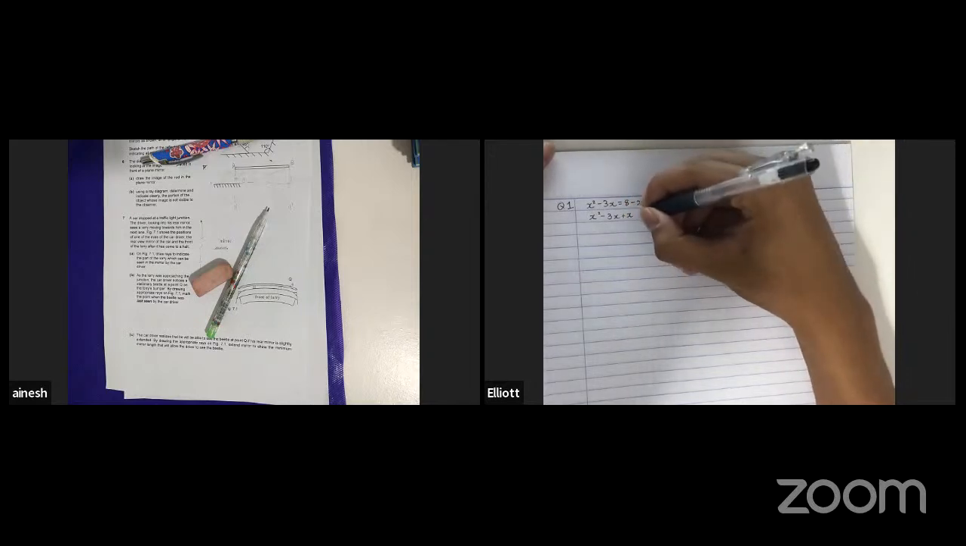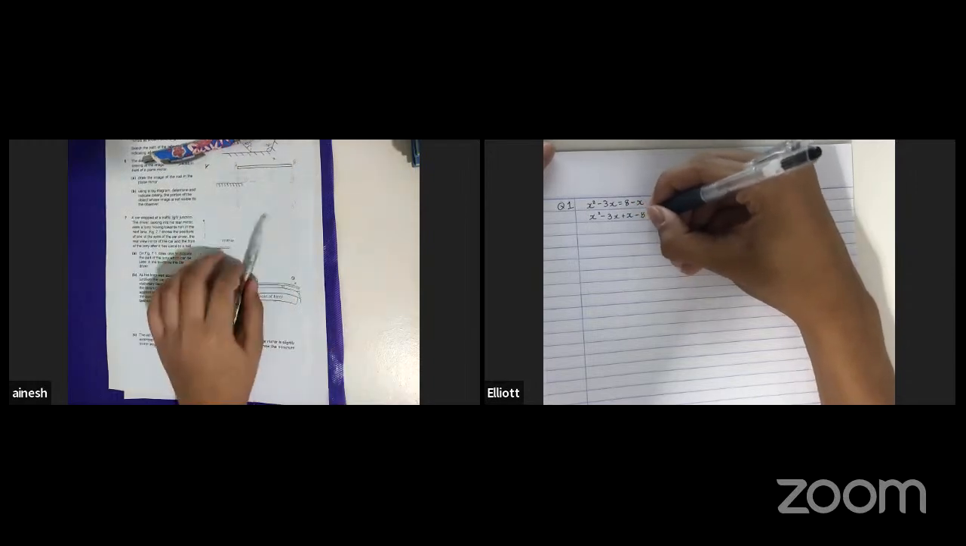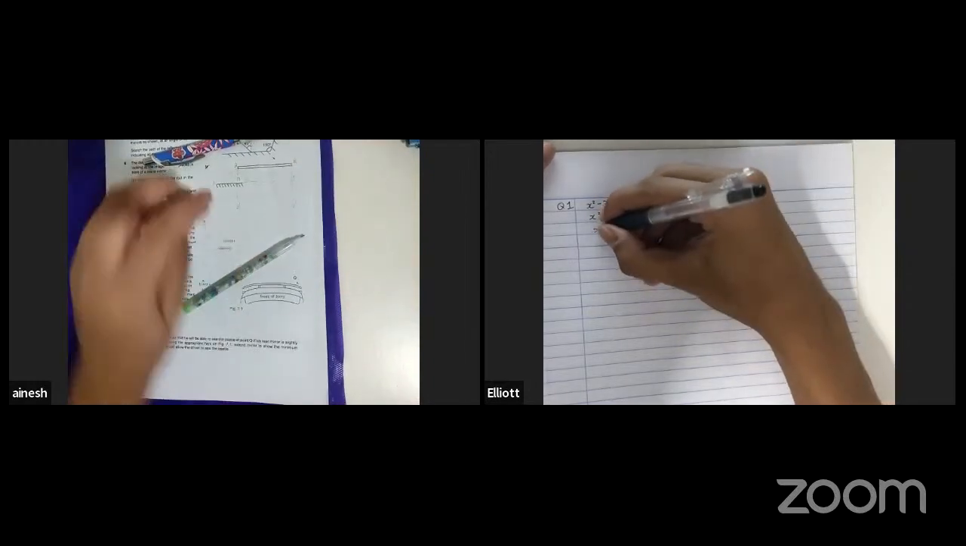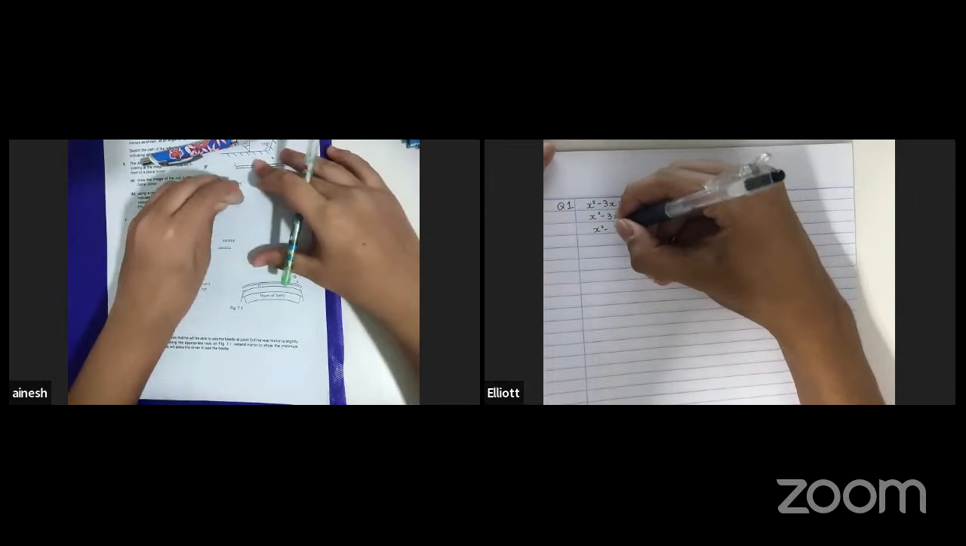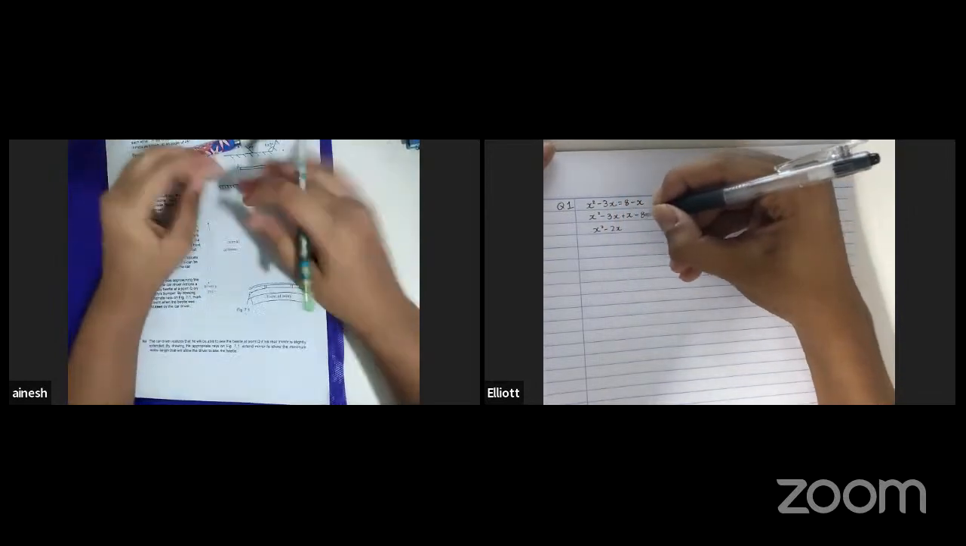Anish, the lines are for the same length, yeah? Come on. The lines are supposed to be the same length. You need a ruler, right?